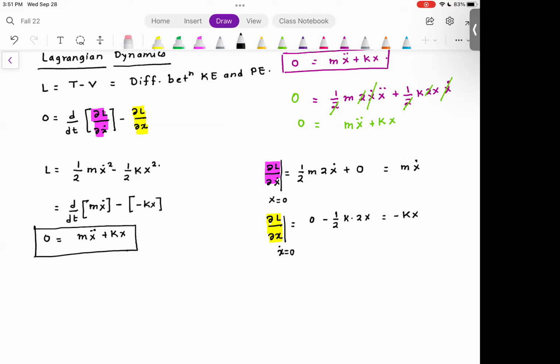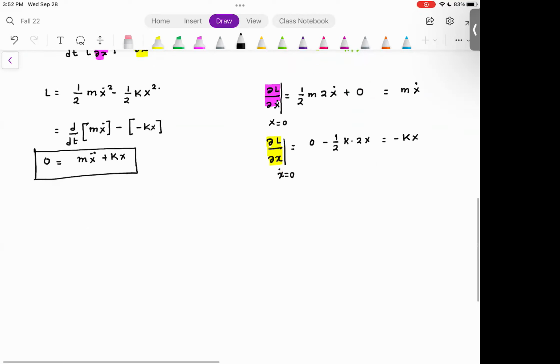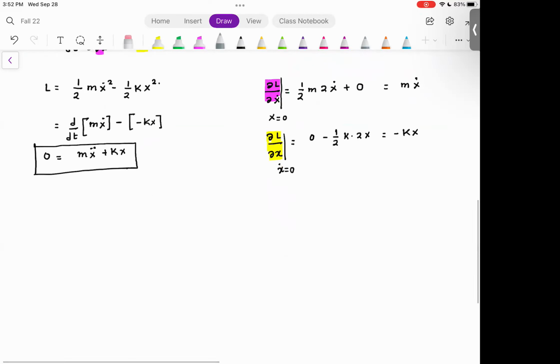Now I want to take one more example wherein, instead of a translating mass, we have a pendulum. So let me work out the same problem. Consider that we have a pendulum.